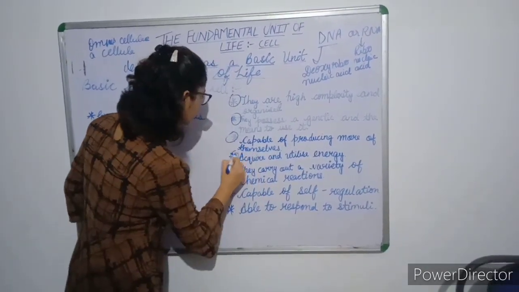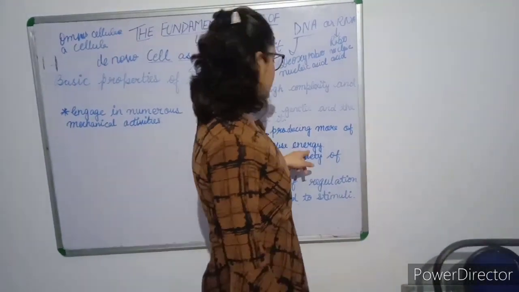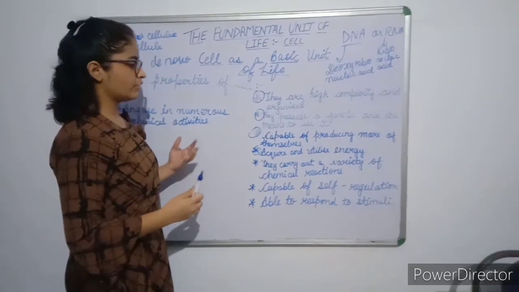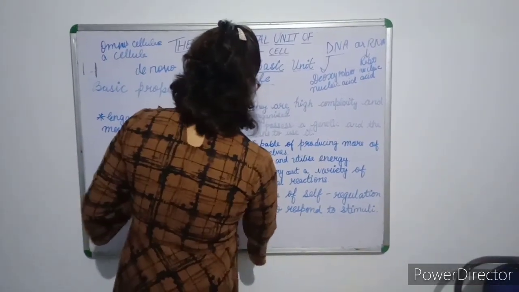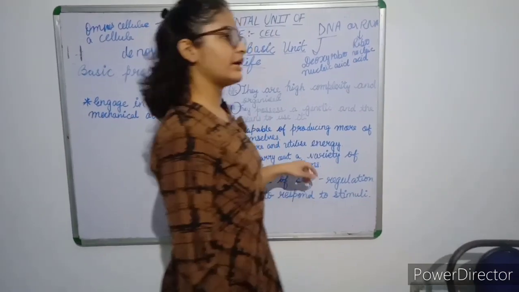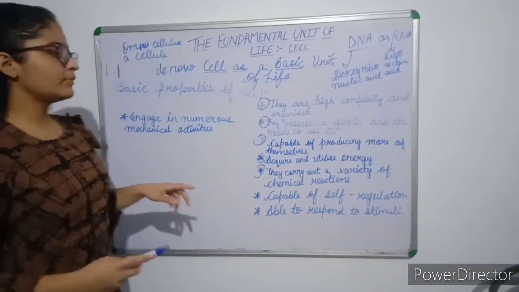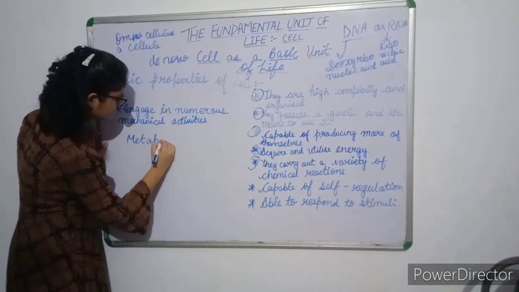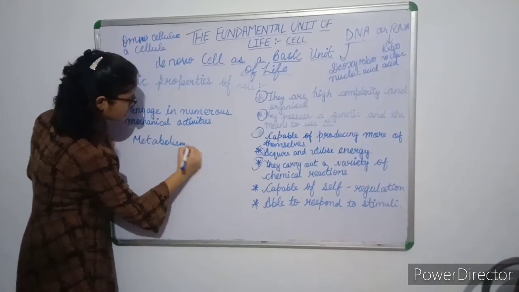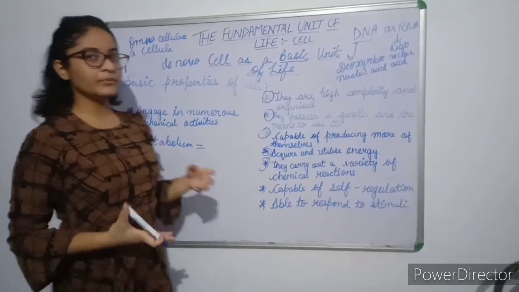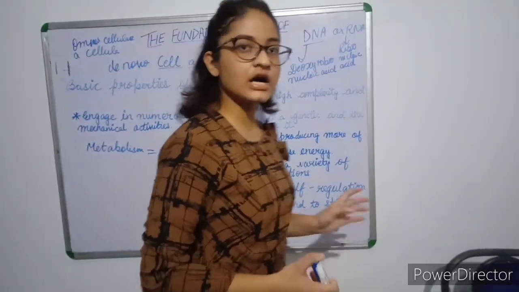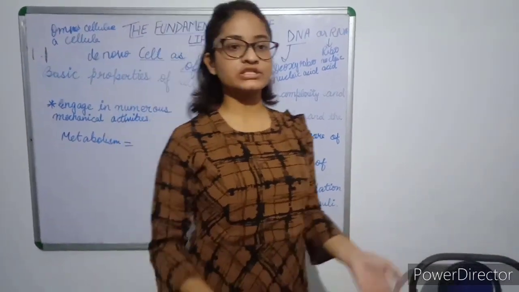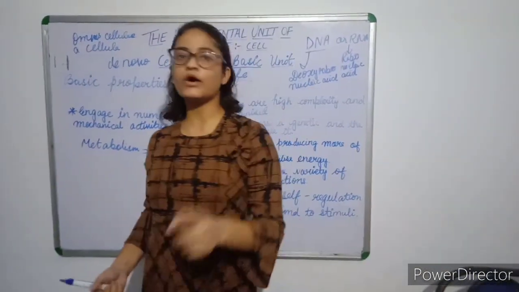Now the fourth point, they acquire and utilize energy. They carry out a variety of chemical reactions. How? In the form of metabolism. Metabolism is the sum total of all chemical reactions occurring in our body. Whatever type of chemical reaction is occurring in our body is metabolism.